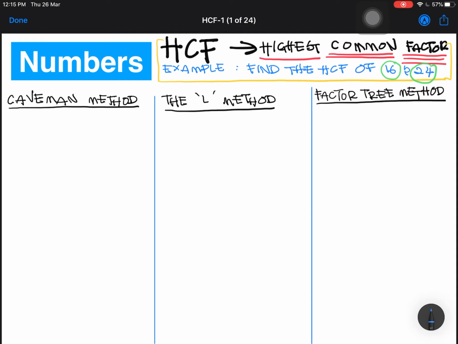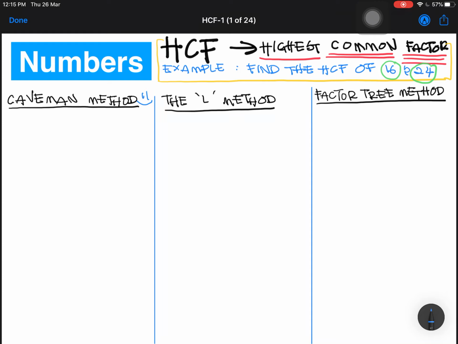What I'm preparing here is 3 different methods, and I will leave it to you to choose whichever method you resonate with the most. The whole point is you have to know that in maths, yes, there's always one answer, but there are multiple ways to arrive at such an answer. So let's start with the caveman method. I call it the caveman method because this method is only applicable when it comes to smaller numbers.